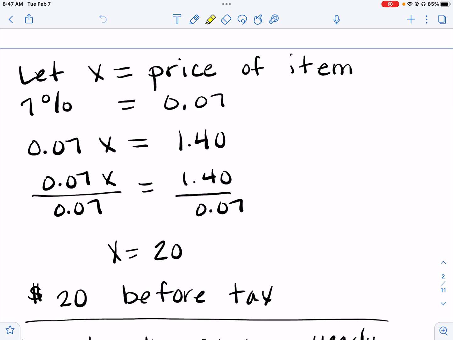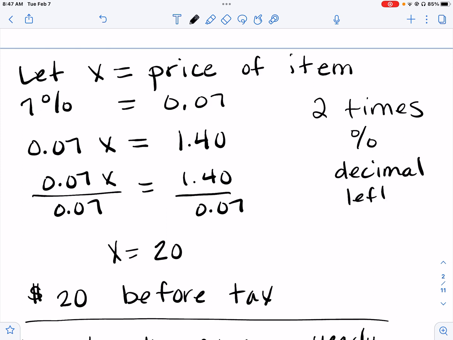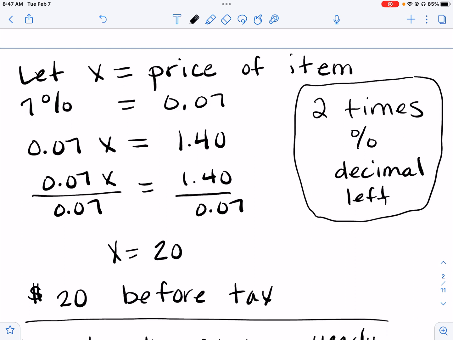7% equals 0.07. You always move it 2 times to change it from a percent to a decimal, 2 times to the left. So to find the tax, you multiply 0.07 times the item, which is x, and it said the tax equaled $1.40. So we can solve that, divide by 0.07 on both sides, and that tells us x equals 20. The item was $20 before tax.